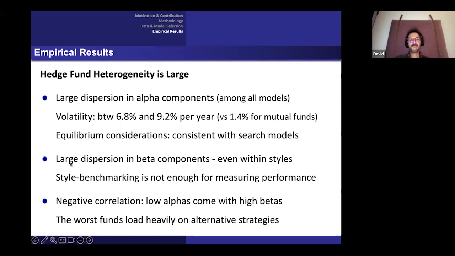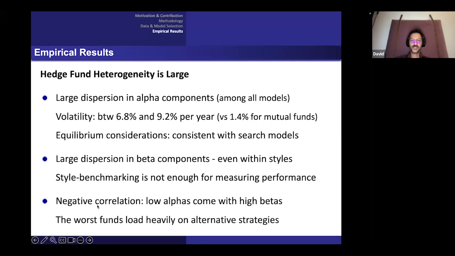And you still find a very large dispersion in the beta component, even when looking at styles. So even if you only look at the equity space, the macro space, or the arbitrage space, you still find a lot of variability. This means that the style benchmarking that is very often done by practitioners or even academics is not sufficient here in order to measure the performance.